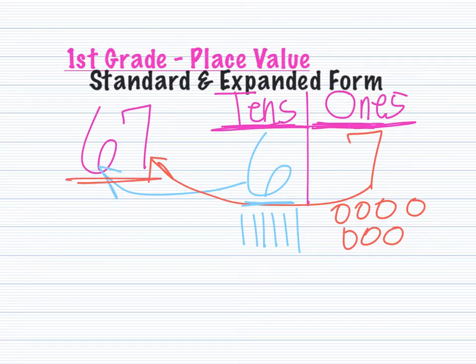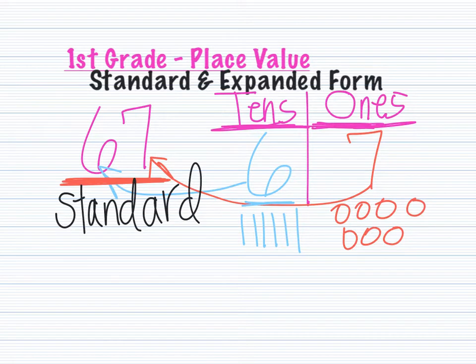Here is my number, and this number is already written. What form is this number written in? Good. This is my standard form. My standard form is just putting my digits together, right next to each other to create a new number. So there's my standard form, 67.